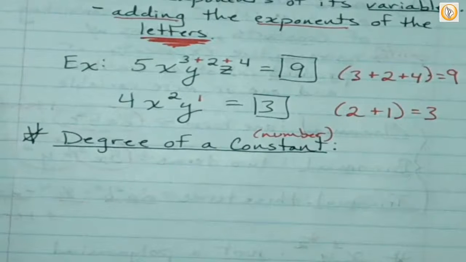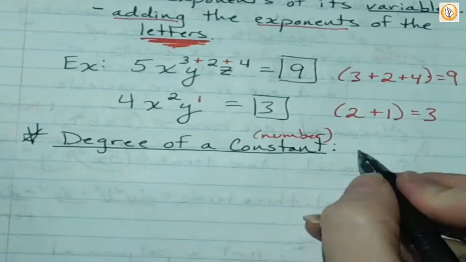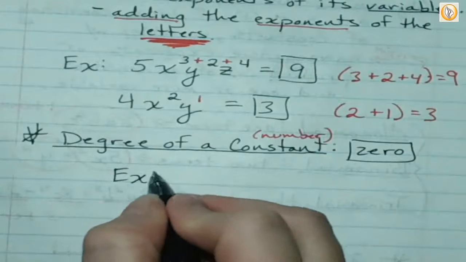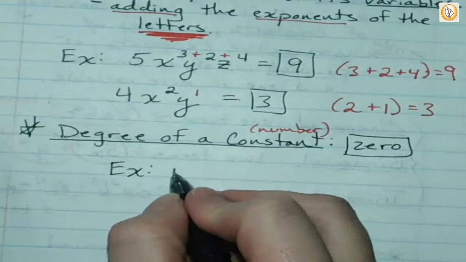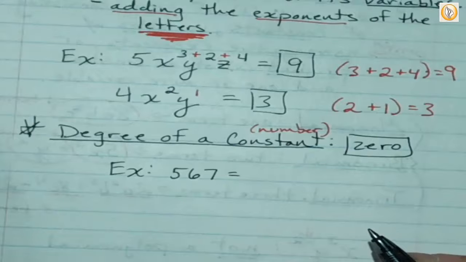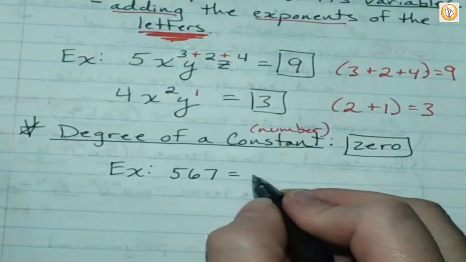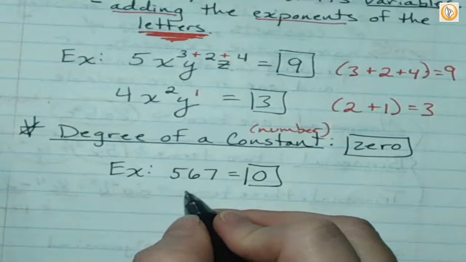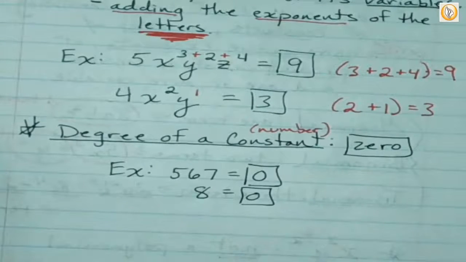All right. So anytime they ask what the degree of a constant is, the answer is always going to be 0. For example, if they say, what's the degree of 567? The answer is 0. What's the degree of this constant? 0.